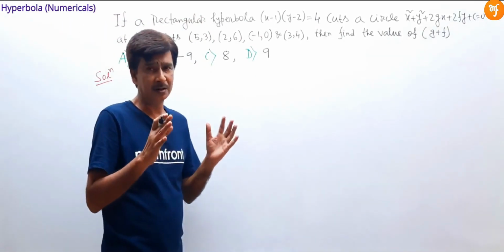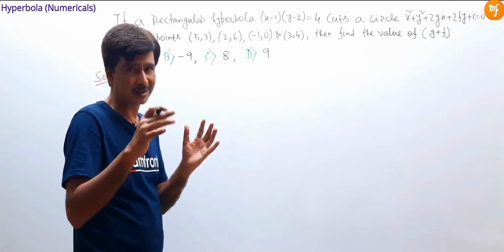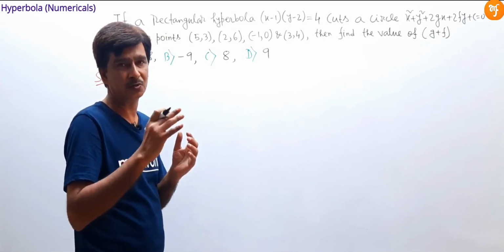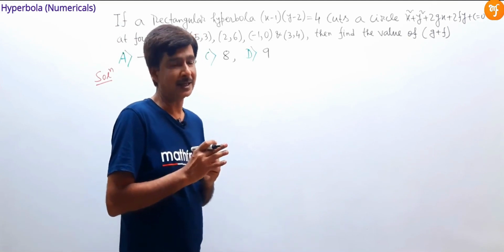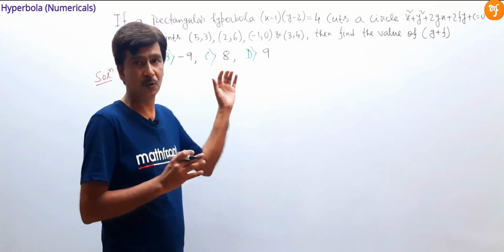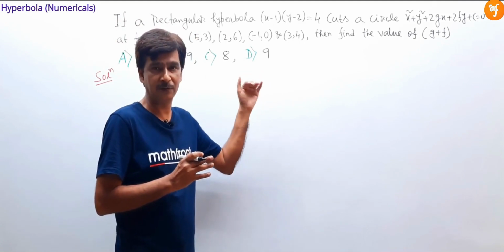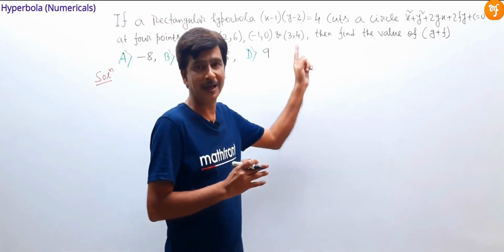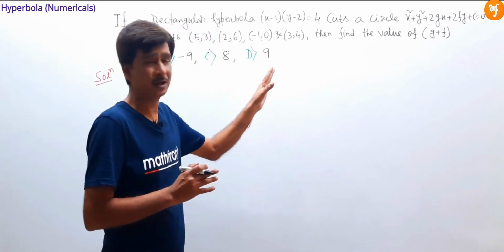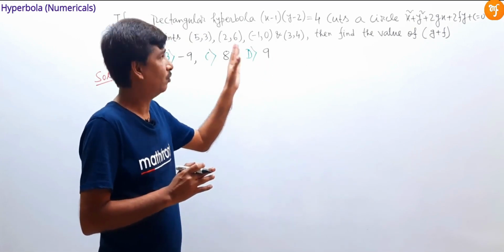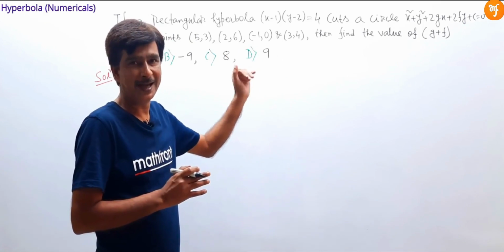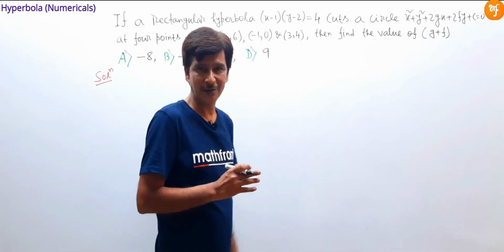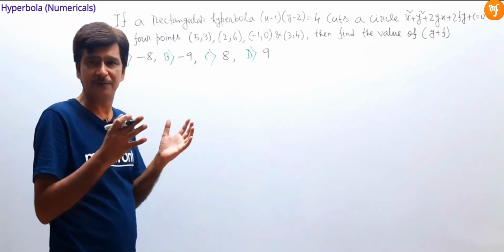We know from the theory part that if a rectangular hyperbola cuts a circle in 4 points and the coordinates of the 4 points are (x1, y1), (x2, y2), (x3, y3) and (x4, y4), then the arithmetic mean of the abscissa of these 4 points, that is (x1 plus x2 plus x3 plus x4) by 4, is equal to the arithmetic mean of the abscissa of the center of the hyperbola and the center of the circle. Okay, clear? Similarly, the arithmetic mean of y1, y2, y3 and y4 will be the arithmetic mean of the ordinate of the center of the hyperbola and the center of the circle. Okay, so applying this concept we can easily solve this numerical.